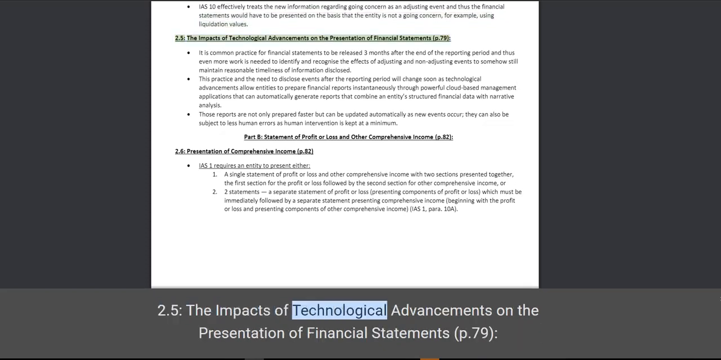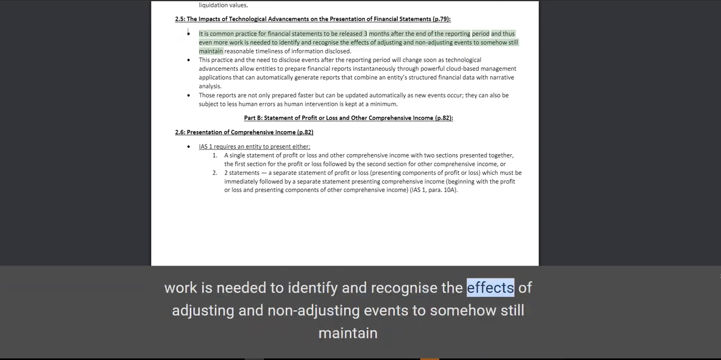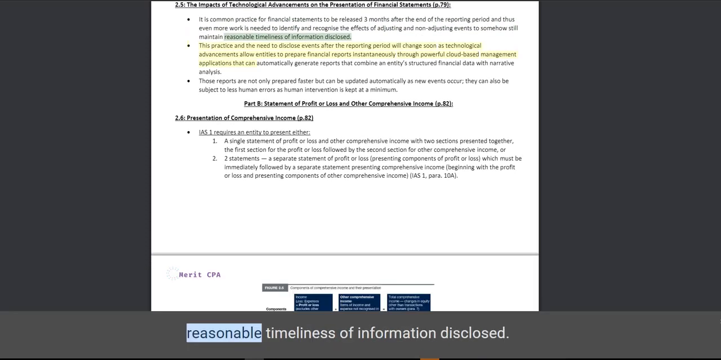2.5. The impacts of technological advancements on the presentation of financial statements. P.79. It is common practice for financial statements to be released 3 months after the end of the reporting period, and thus even more work is needed to identify and recognize the effects of adjusting and non-adjusting events to somehow still maintain reasonable timeliness of information disclosed.